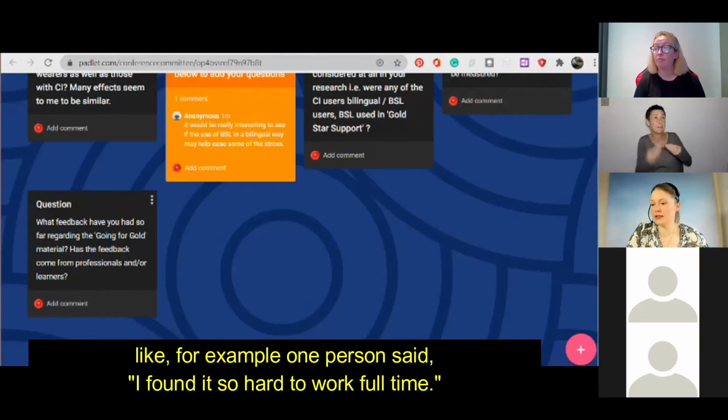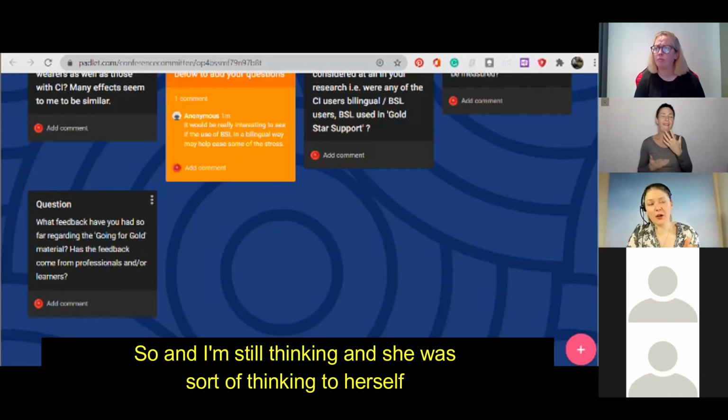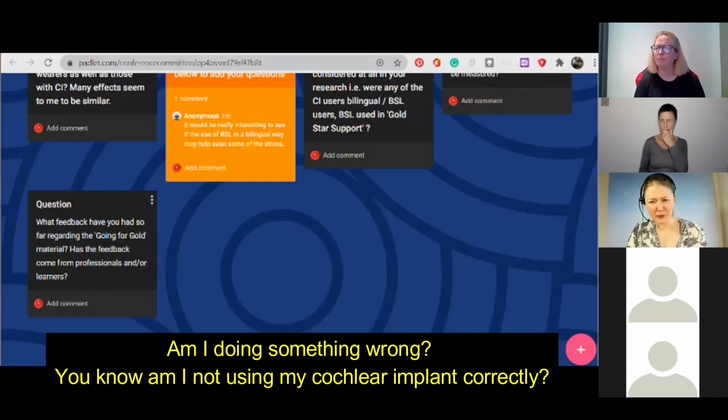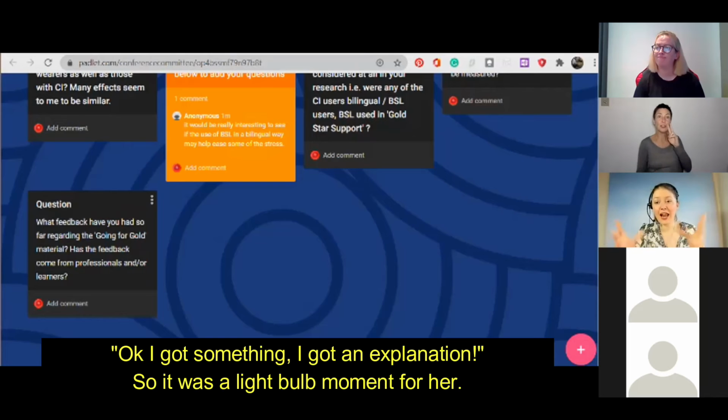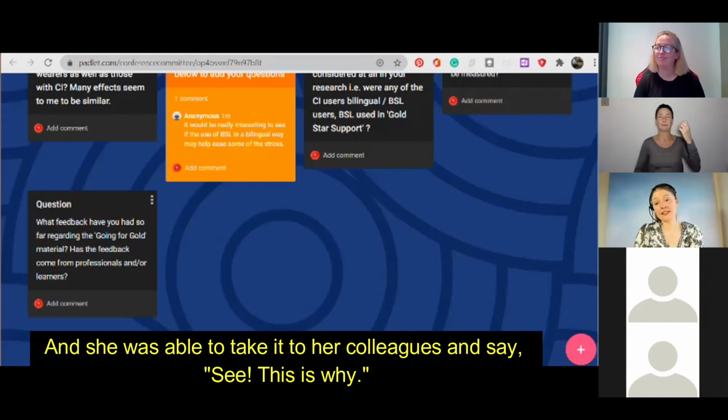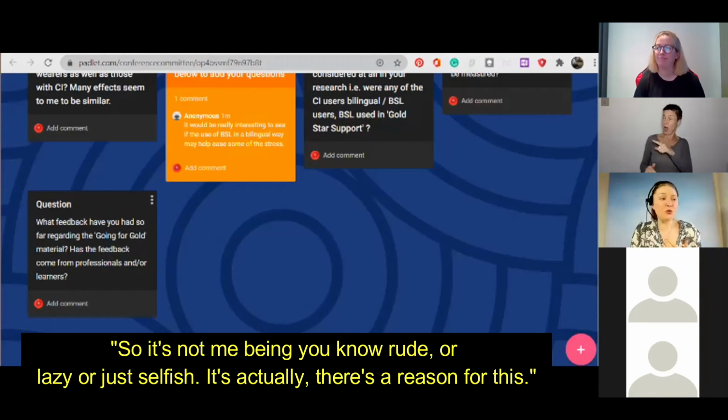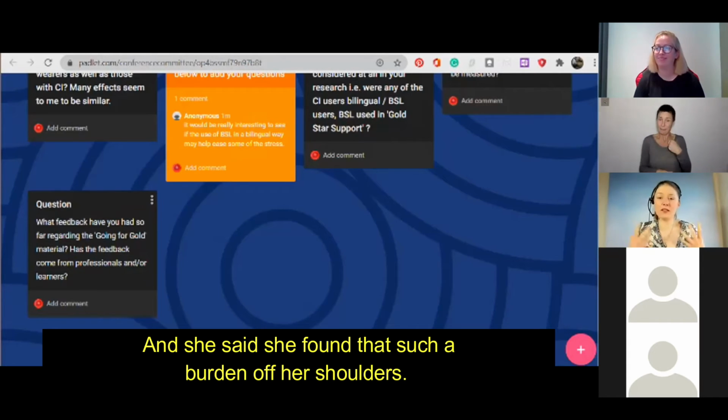For example, one person said, I found it so hard to work full time, and she was thinking to herself, am I doing something wrong? Am I not using my cochlear implant correctly? And when she saw the campaign, she went, okay, I've got an explanation. So there was a light bulb moment for her, and she was able to take it to her colleagues and say, see, this is why. So it's not me being rude or lazy or just selfish. There's a reason for this. And she said that she found that such a burden off her shoulders.